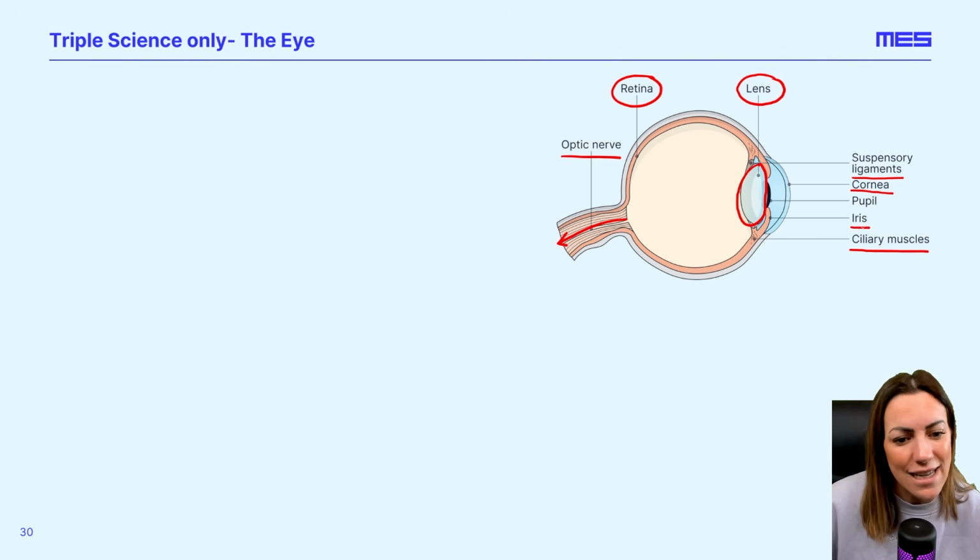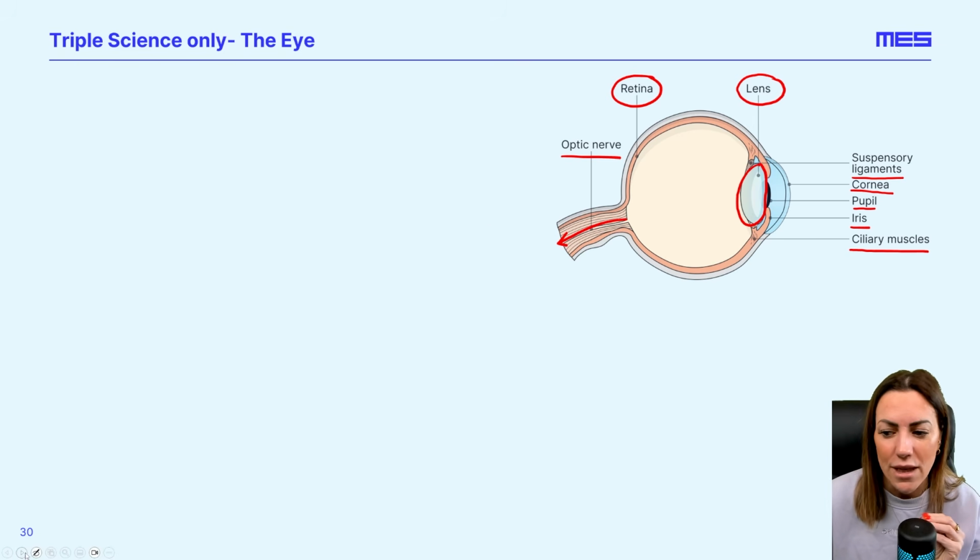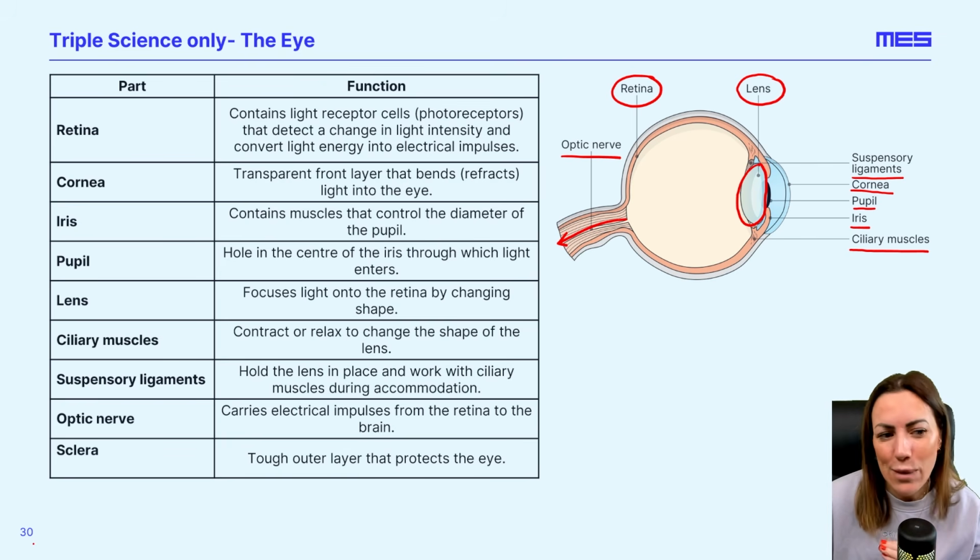You've got the iris, which is the coloured part of your eye. And that can control the size of the pupil. The pupil is literally just the hole that lets light enter your eye, the hole in the middle of the iris. Now, we need to go through the parts in a little bit more detail than that. So once we can label them, we need to know the function of each part.